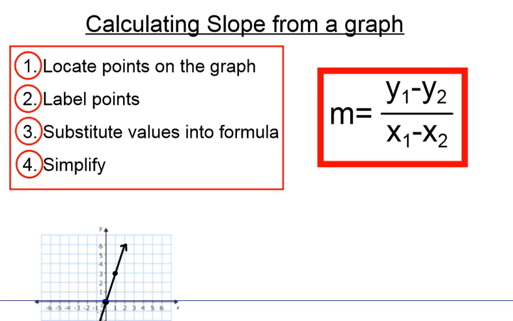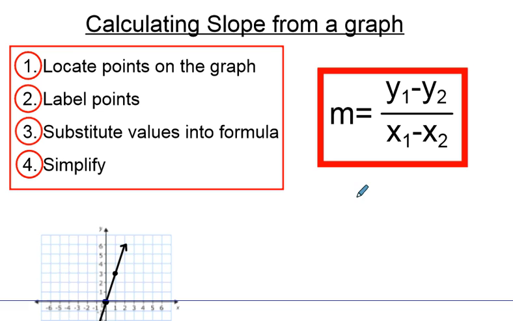In this video, we will calculate slope from a graph. This is your first introduction to calculating slope. So here we have our formula with a big, bold, red rectangle around it. It's m equals y1 minus y2 over x1 minus x2. So you want to write that down and keep that because we'll be using that a lot.